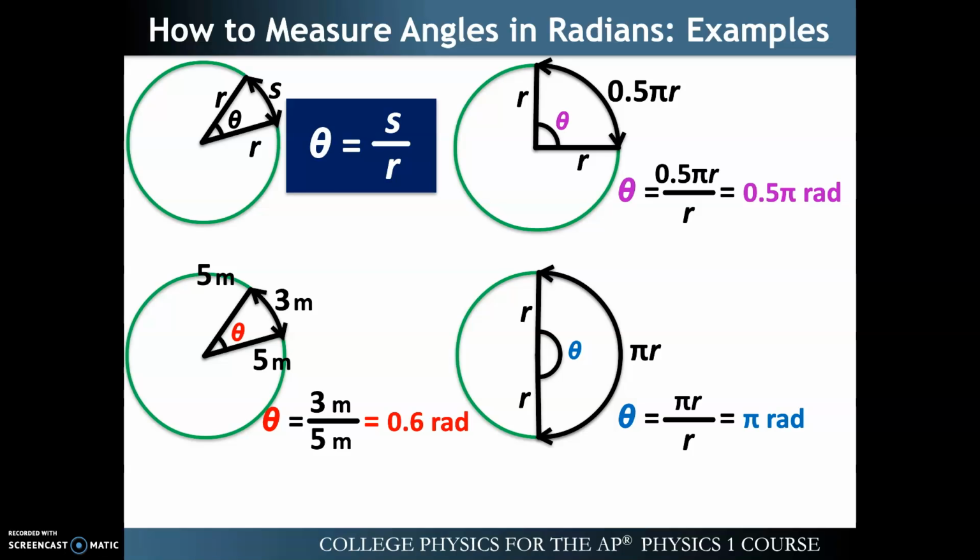Now we could have things not be in terms of pi. For example, here, if we have a radius of 5 meters and an arc length of 3 meters, then this is 0.6 radians. All right. For math class, you might be familiar with the bottom right here, where normally we'd say this is 180 degrees. But in terms of radians, we're dealing with an arc length of pi times r divided by the radius, giving us pi radians. So this means that there are 2 pi radians for one full circle.